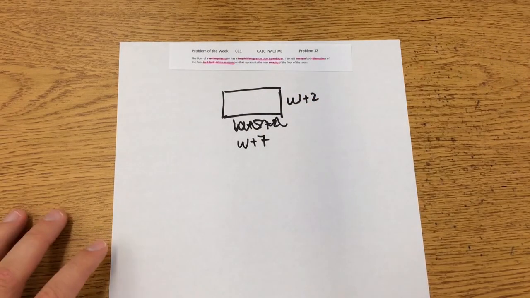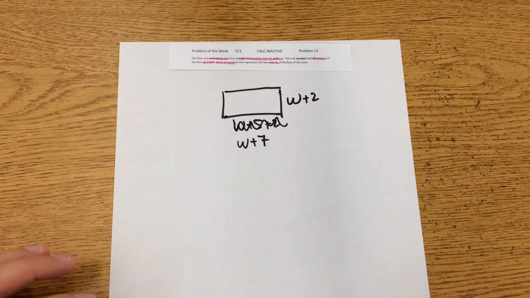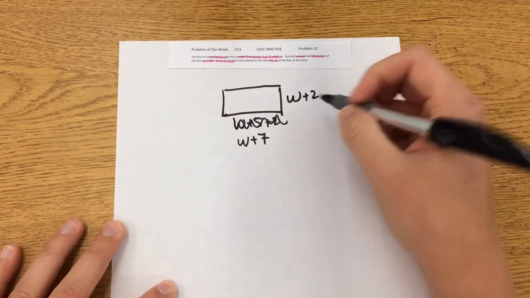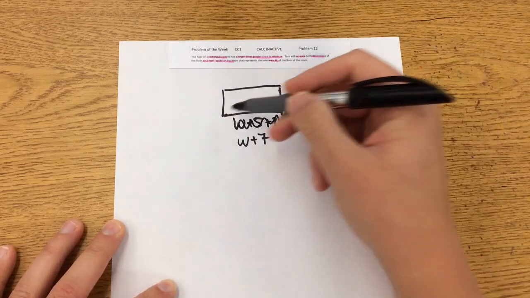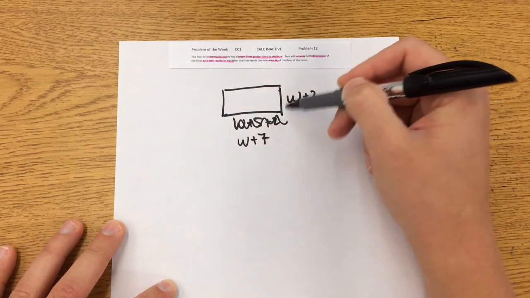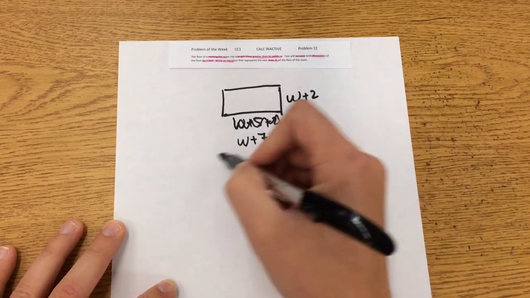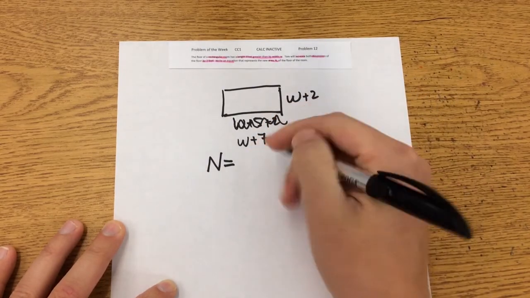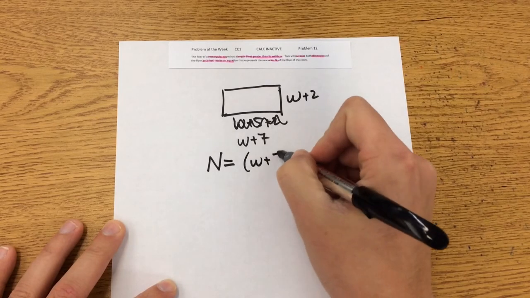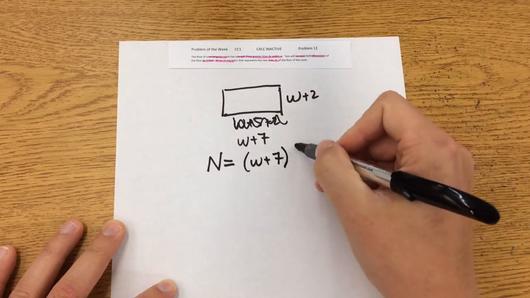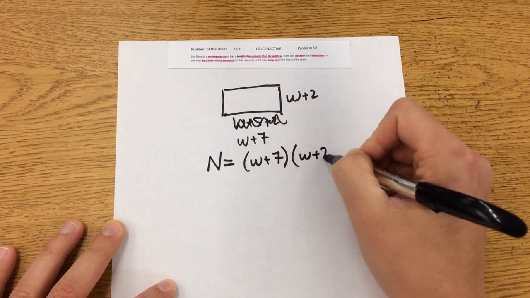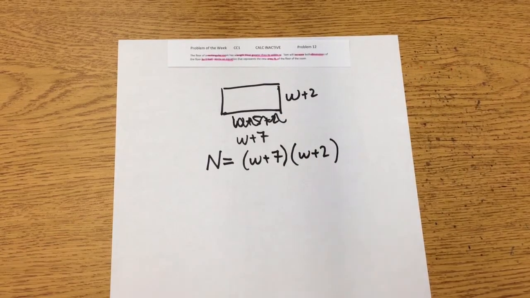Now it says find an equation that represents the new area N. So we need to remember area of a rectangle is length times width. Okay, so in this case, N, our new area, is equal to the length, well, that's W plus 7, times the width. Width, in this case, is not just W, it's W plus 2. Okay, so if you got to this point, that would be fine.